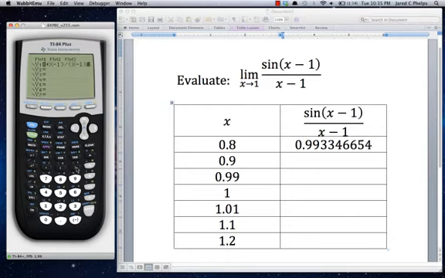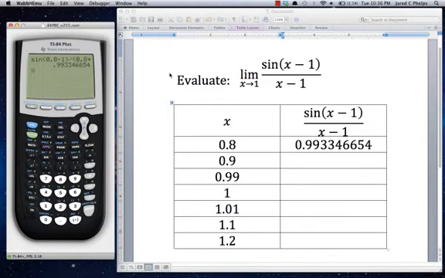I'm not going to hit graph. I'm going to quit back to the home screen. I want you to know what I just did is I stored this equation into my y1. So when I quit back to the home screen, I'm just going to tell the calculator to plug these numbers into y1. The question is, how do you do that?